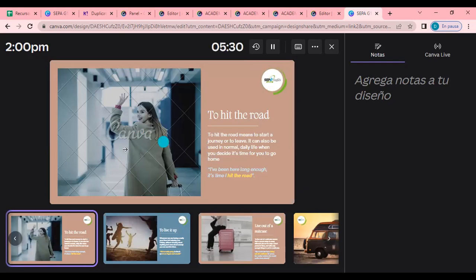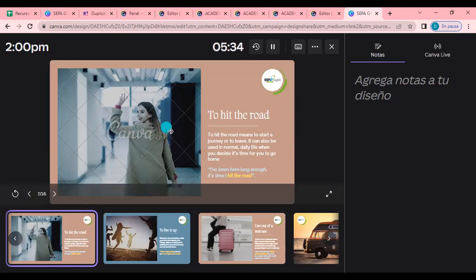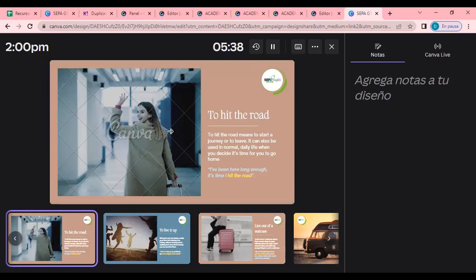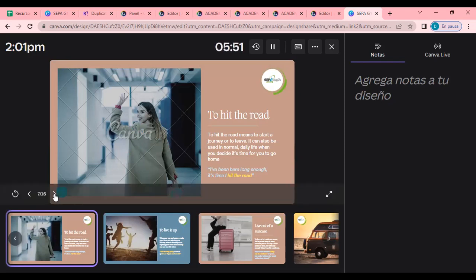To hit the road. To hit the road means to start a journey or to leave. It can also be used in normal daily life when you decide it's time for you to go home. I've been here long enough, it's time to hit the road. In Spanish it's like going back to the fold, right?